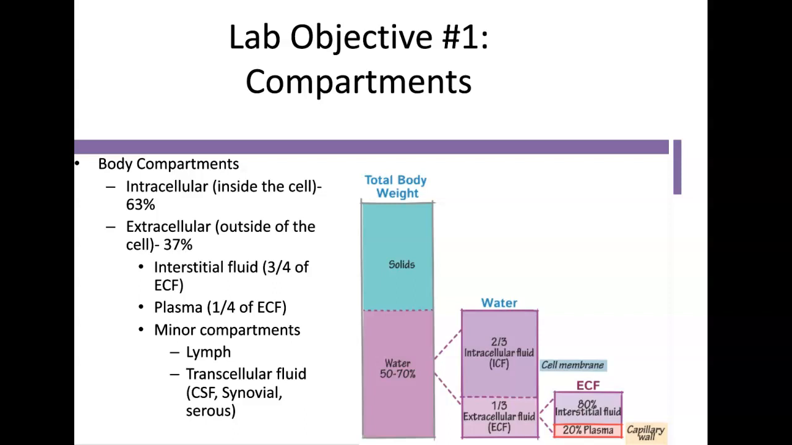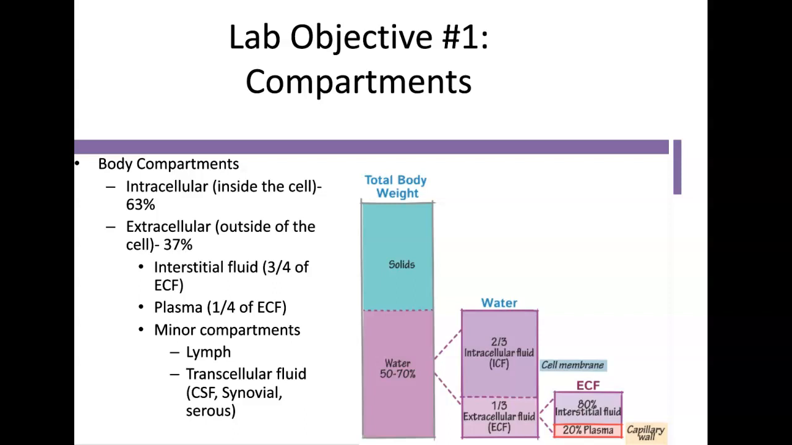So ECF is going to be further divided into three components, really only two main ones. We have the interstitial fluid, which is about 3/4, and we have plasma. So plasma is going to include the plasma and the formed elements, the red blood cells, white blood cells, and that makes up about 1/4 of the extracellular fluid.